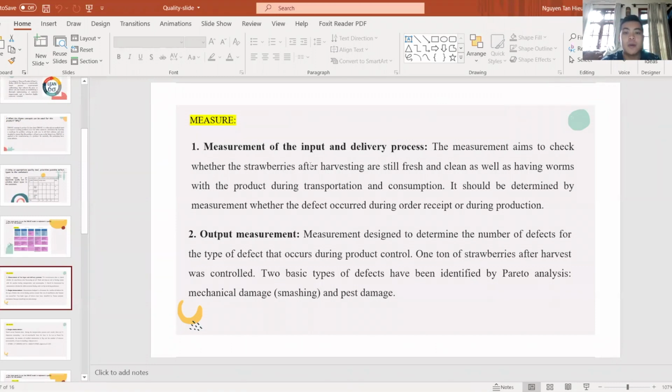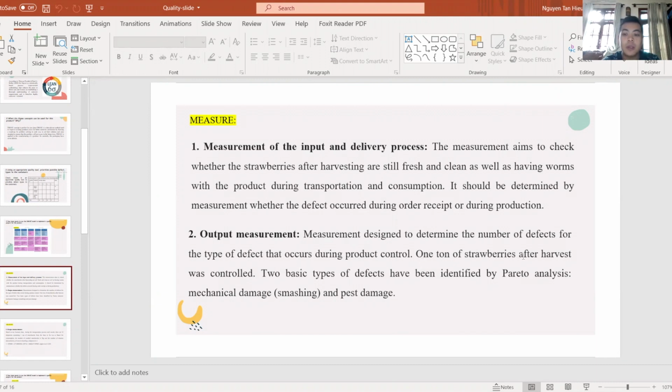Measure: the measurement of the input and delivery process. The measurement aims to check whether the strawberries after harvesting are still fresh and clean, as well as kept warm during transportation and consumption. It would be determined by measurement whether the defect occurred during order receipt or during production. Output measurement is designed to determine the number of defects and the type of defect that occurred during product control.